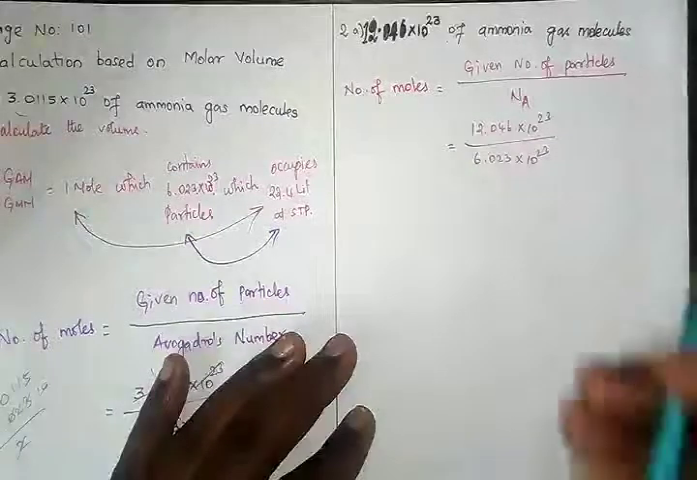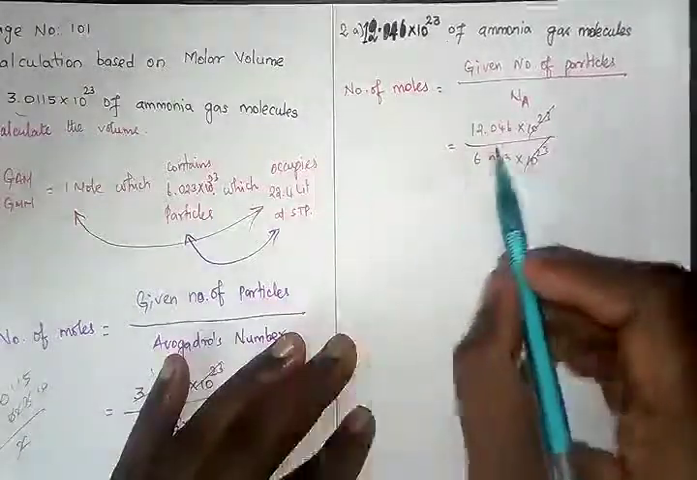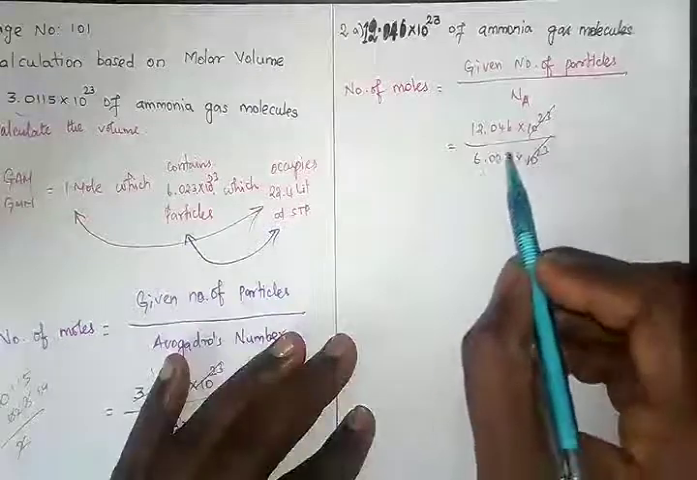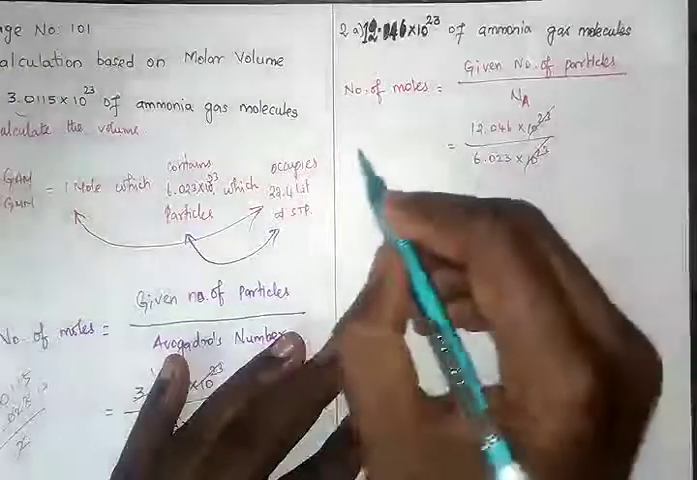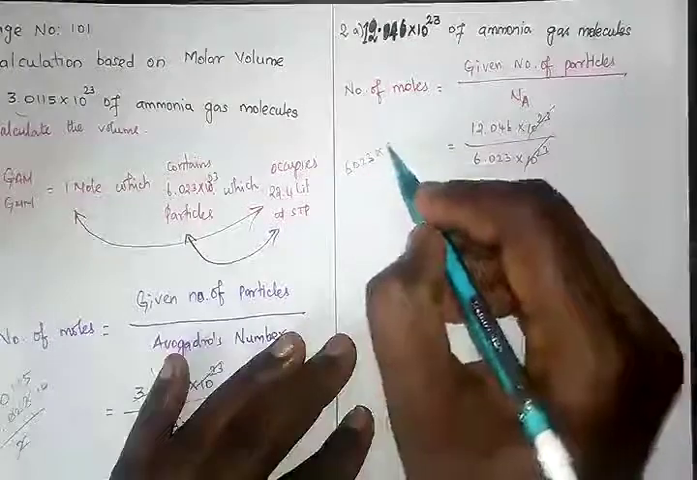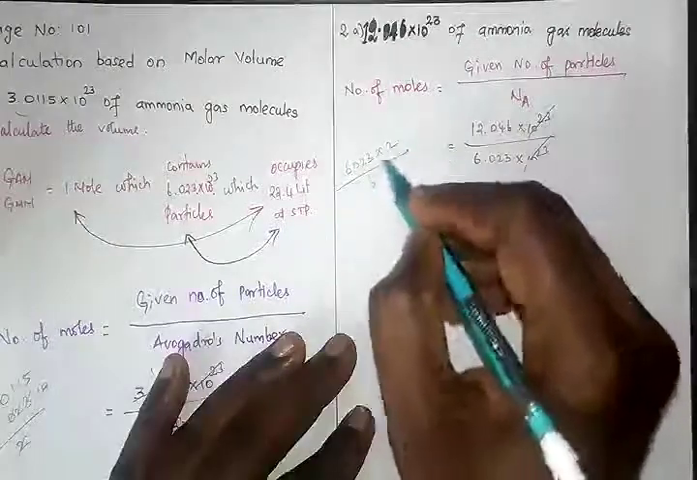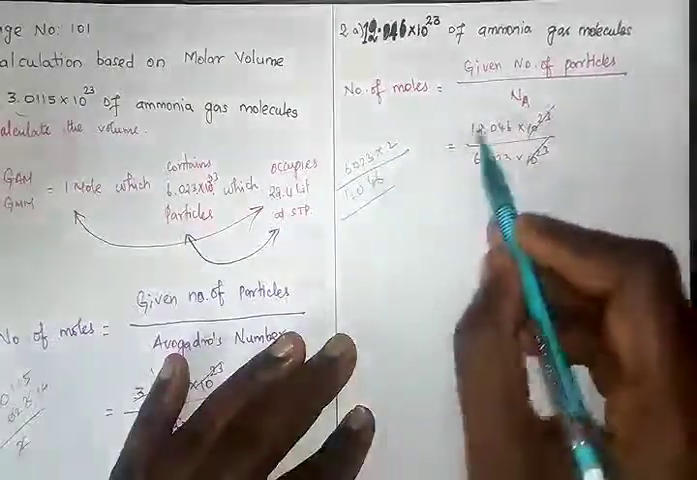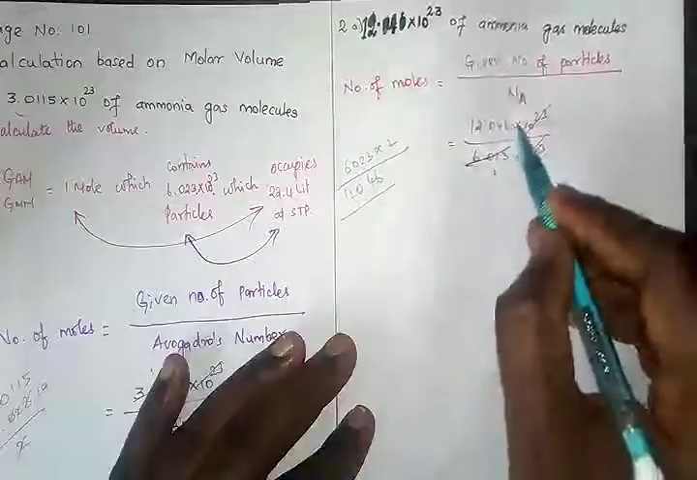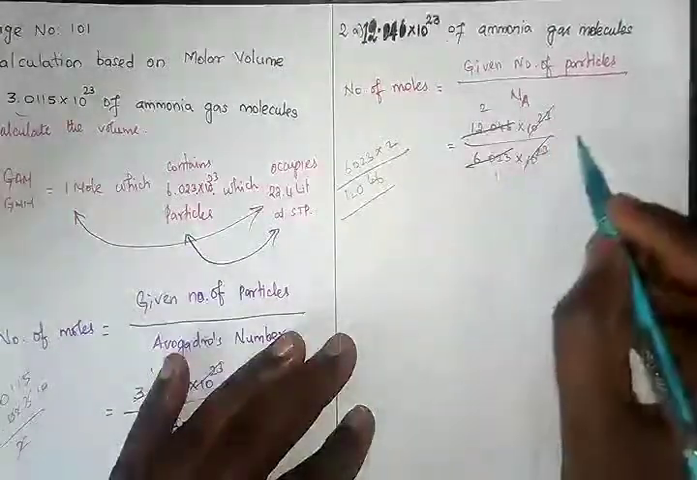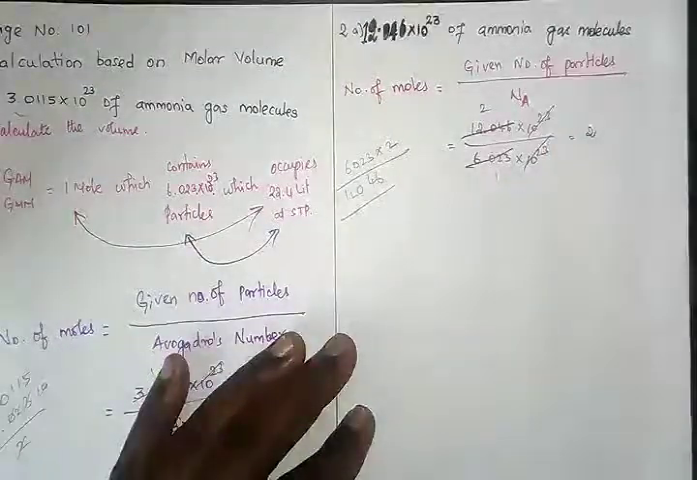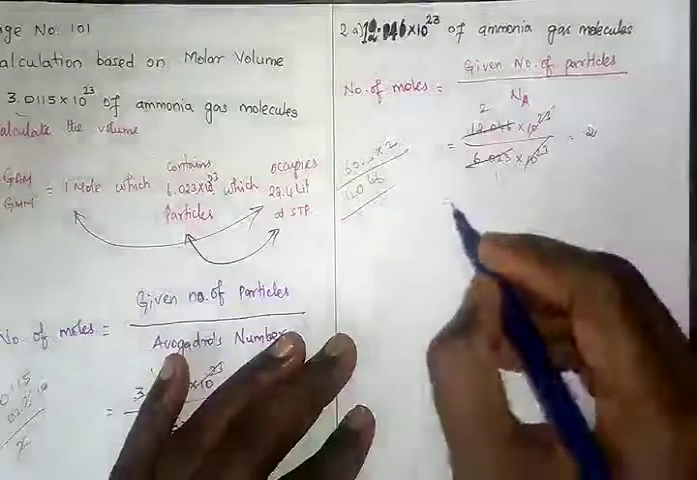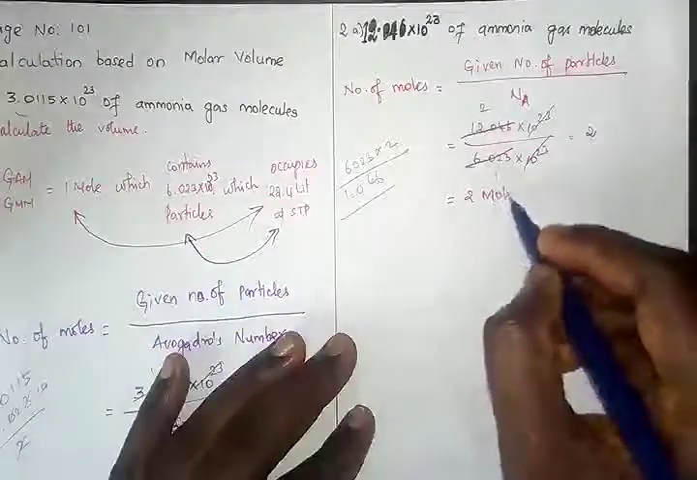So from our calculation we know that this 10 to the power of 23 will cancel out. And what is the double? If you double this number, what do you get? 6.023 into 2: 6, 4, 0, 12. Exactly this, right? So this is 1 time, this is 2 times. So the answer is 2. So the value will be 2 moles.